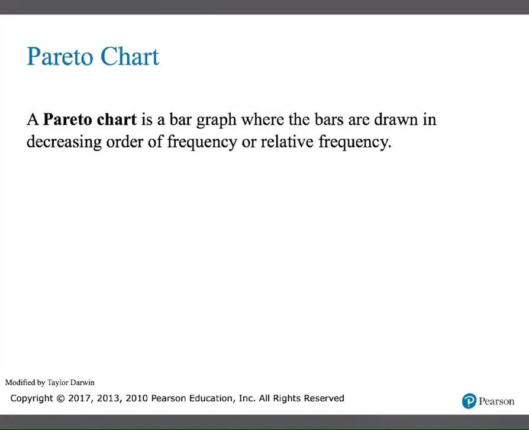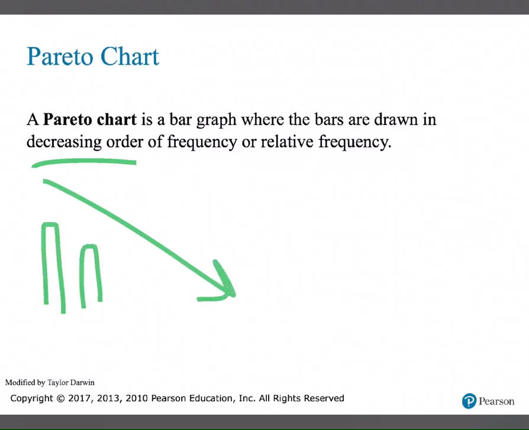Okay, a Pareto chart is a bar graph where the bars are drawn in decreasing order of relative frequency. And so really with decreasing order, it's going to go just down. You're going to have bars and they're going to be just decreasing, decreasing, decreasing, the biggest to the smallest.